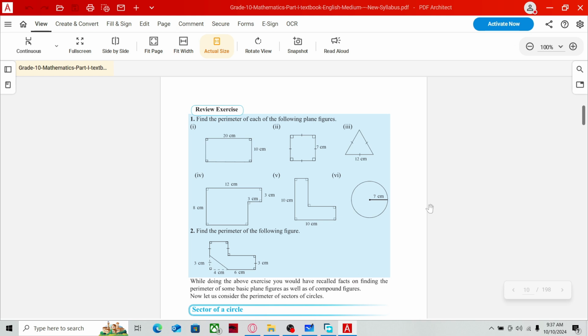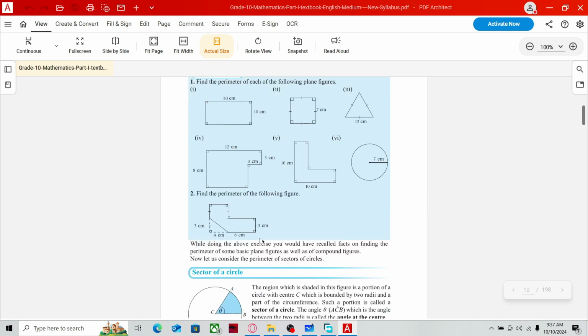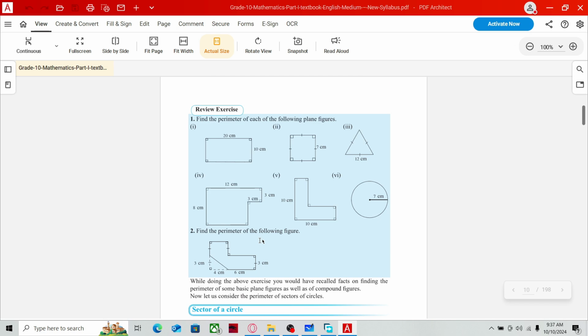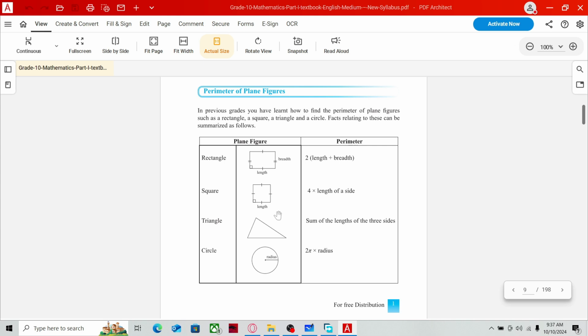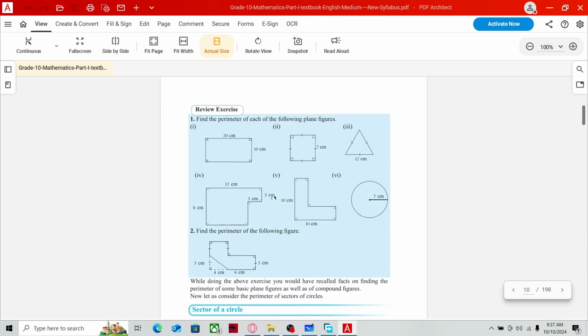Right, so welcome back. I promised to do the review exercise, and that I'll be solving all of it, so we can finally have a revision of what we have learned. That was calculating the perimeter of some basic figures, right?